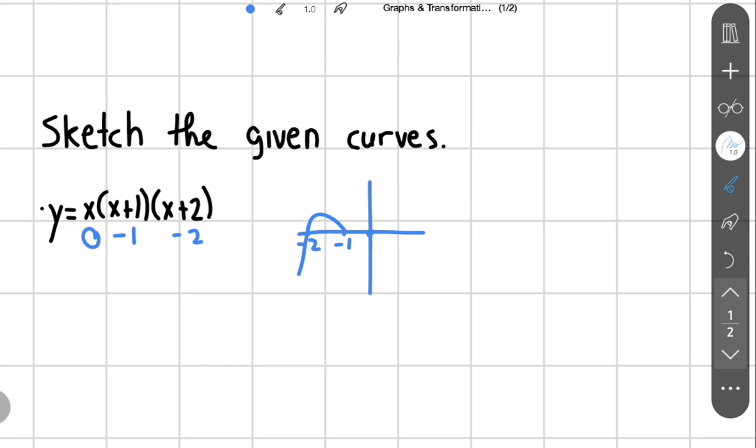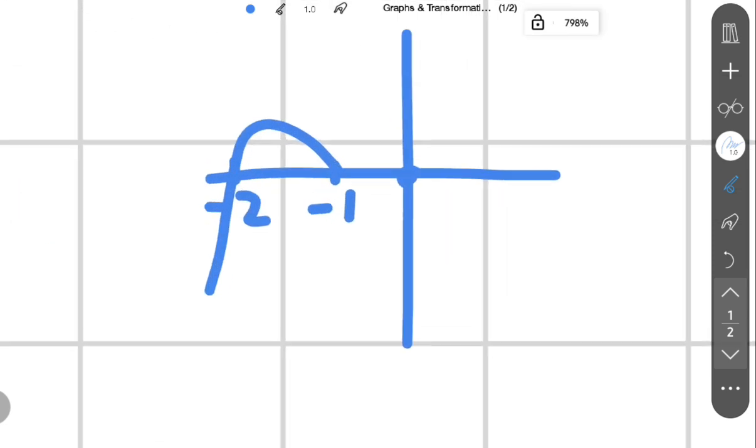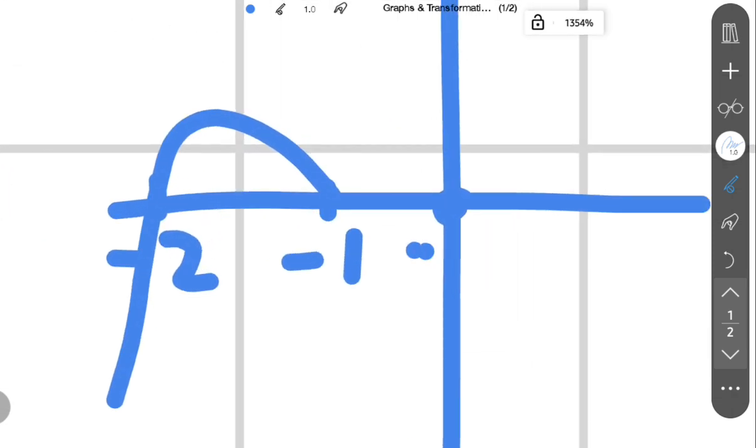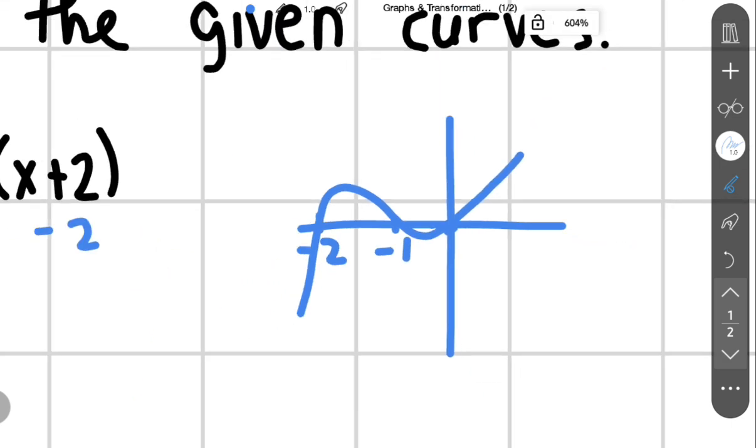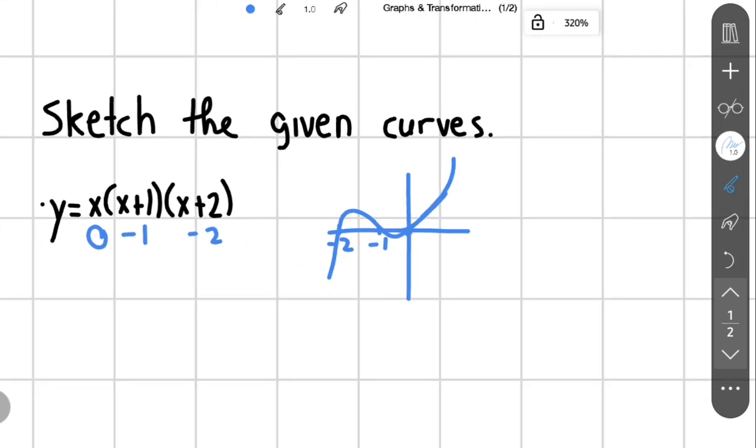So if I were to replace each x in the function with -0.5, so I have -0.5 times (-0.5 plus 1) times (-0.5 plus 2), we'll have -3/8, which is very close to 0 if you really think about it, roughly -0.4, approximately somewhere here. So we can just slightly, and this is what it will look like. So yeah, here's the graph for you.